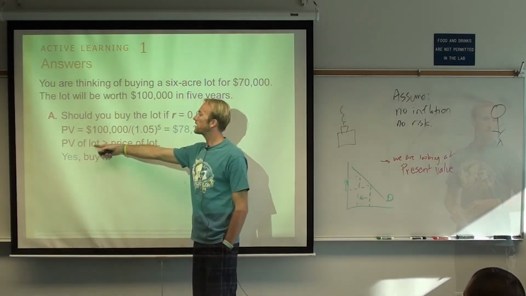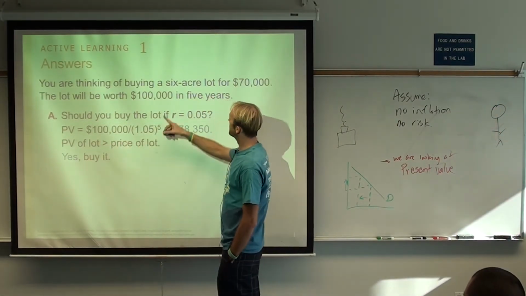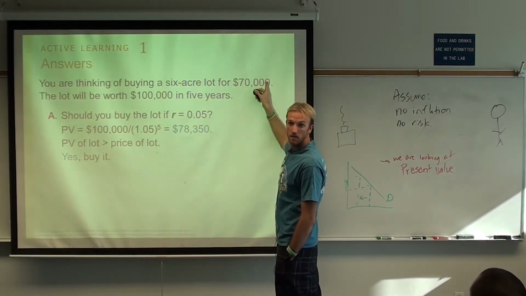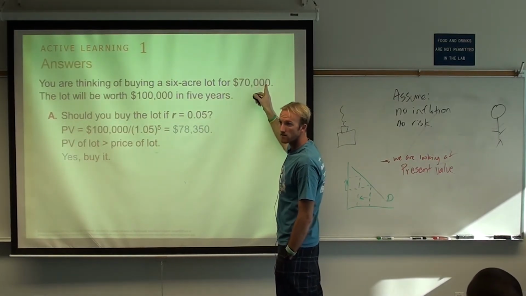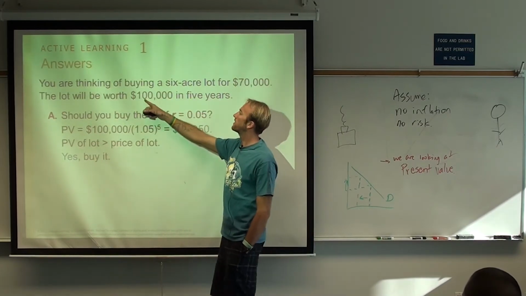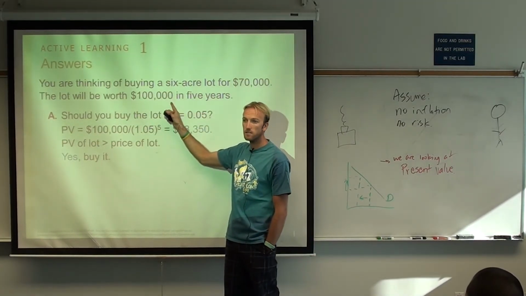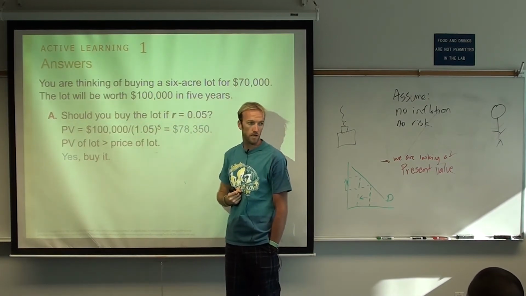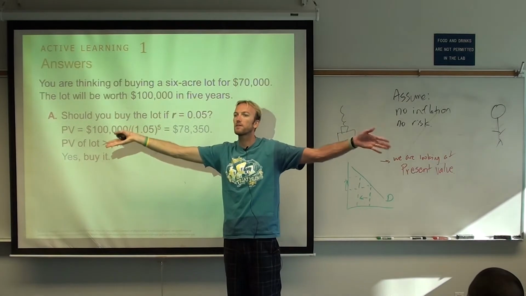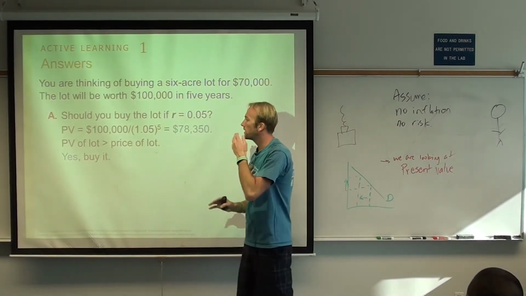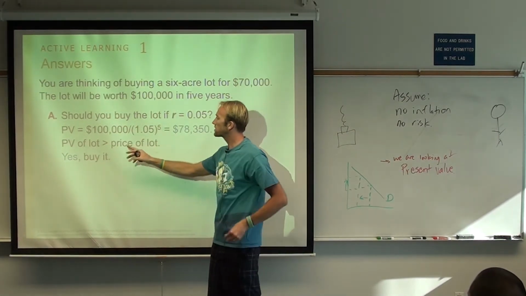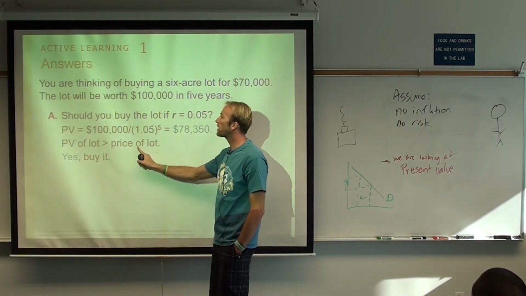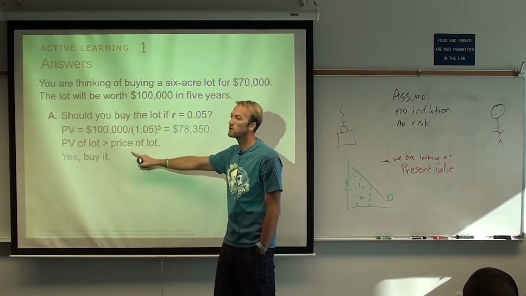So if the present value of the lot is greater than the price of the lot, right? How much is the lot? $70,000. This is already in present value because I buy it today, $70,000 today. I get to sell it for $100,000 in 5 years, but that's not today's time. That I have to change into present value. Anytime there's money in different time periods, I always bring it to today. That's very important. Okay? So the present value of the lot is $78,350, greater than the price of the lot, $70,000. So we should buy it.